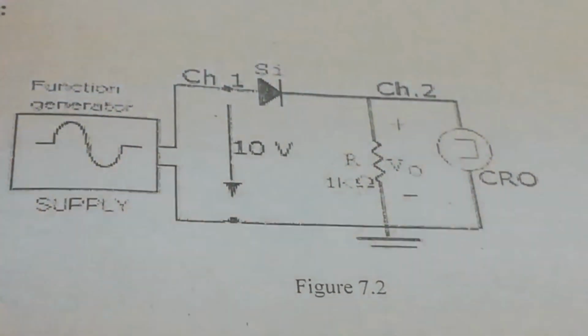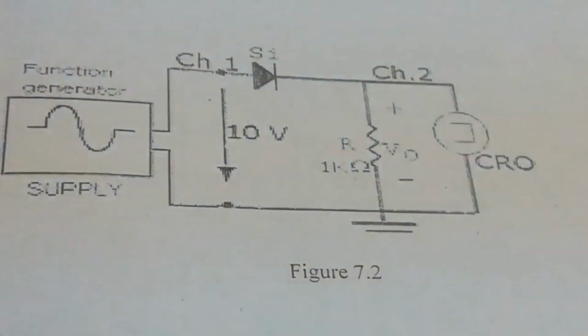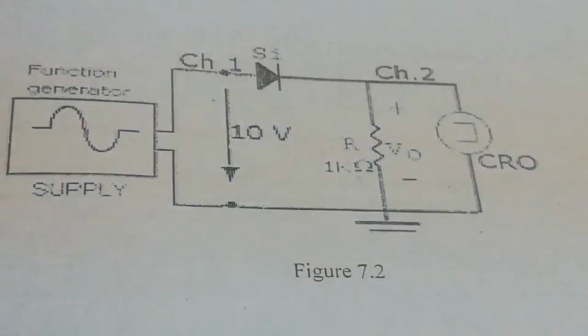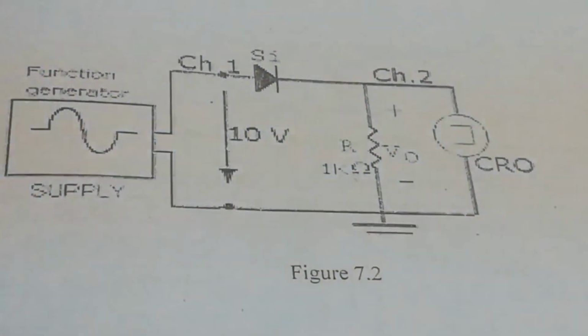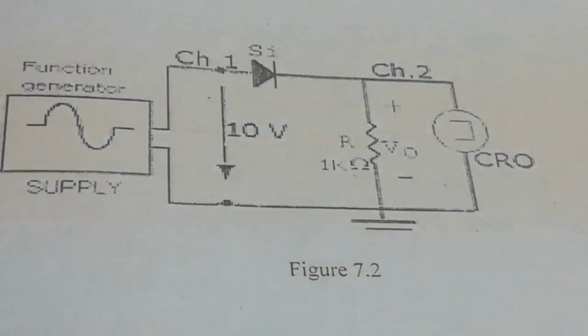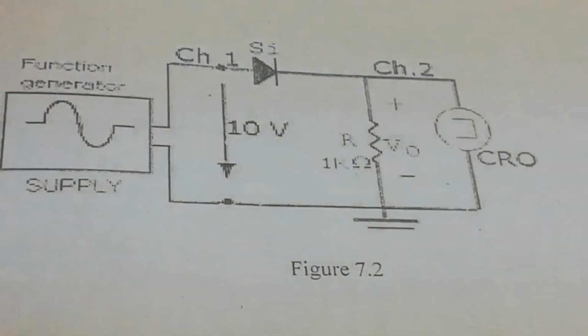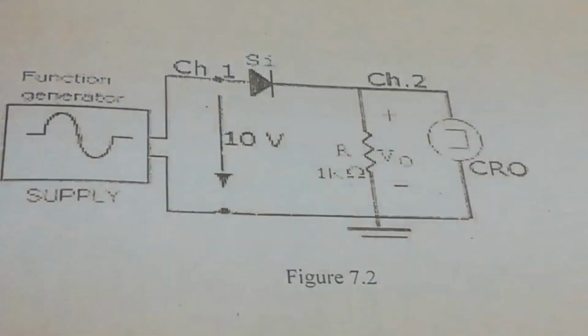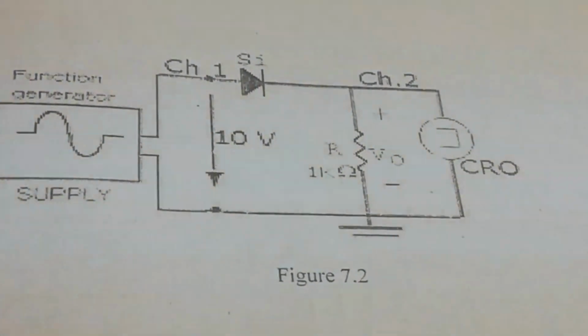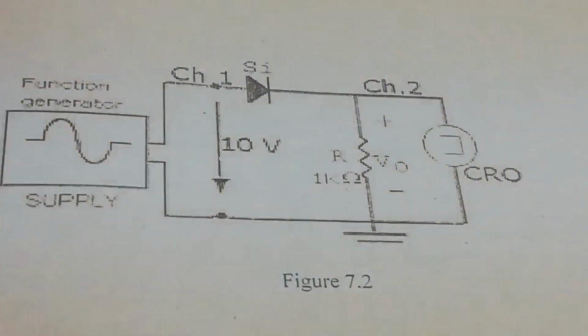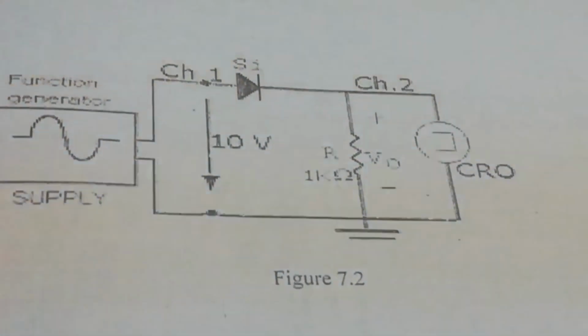The objective of this practical is to construct a half-wave rectifier and to analyze its output. Now this is the circuit diagram. As you can see here, we have a function generator, oscilloscope, practical diode and a load resistor. Now how am I going to build this circuit on a breadboard unit?